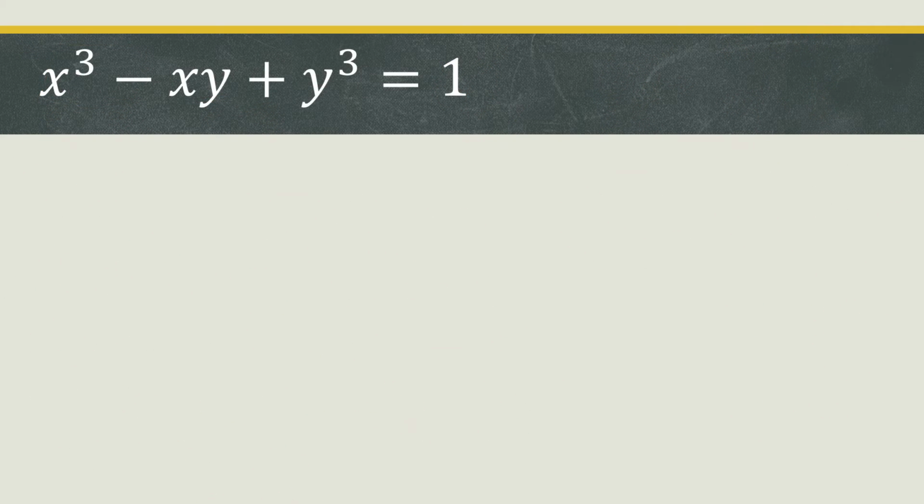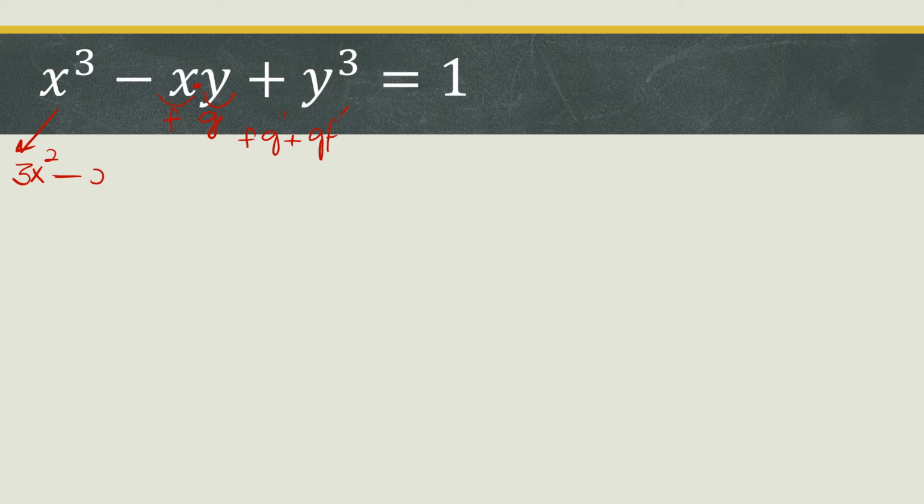Let's solve another question. X cube minus xy plus y cube. X cube, you can take it directly. The derivative of x cube is 3x square. This minus here. Now x and y, they are together multiplying with each other. Always use the product formula, that is fg prime plus gf prime.